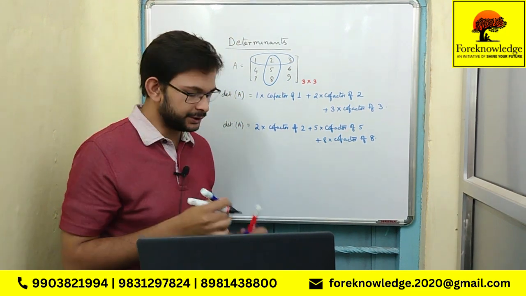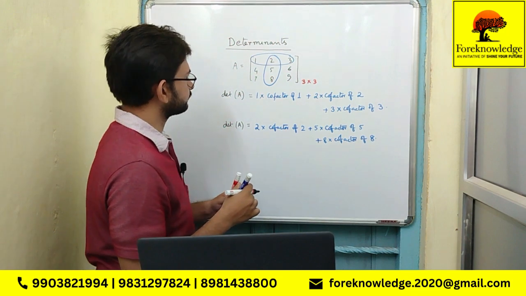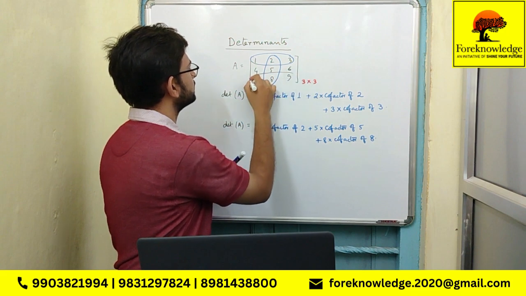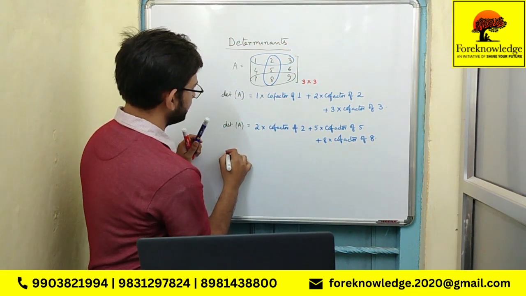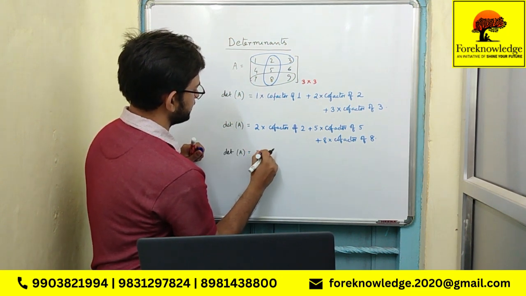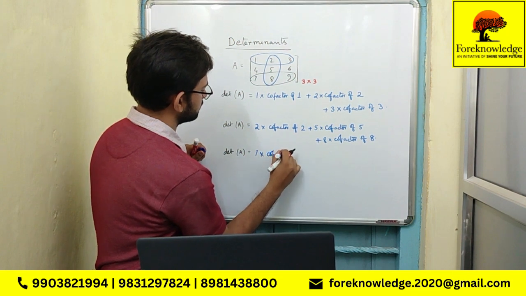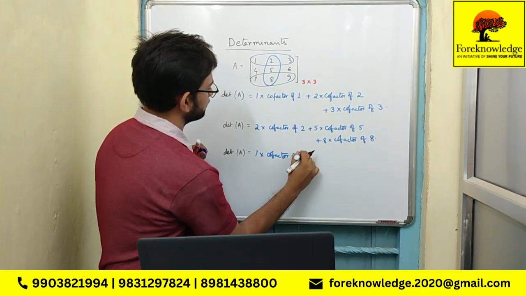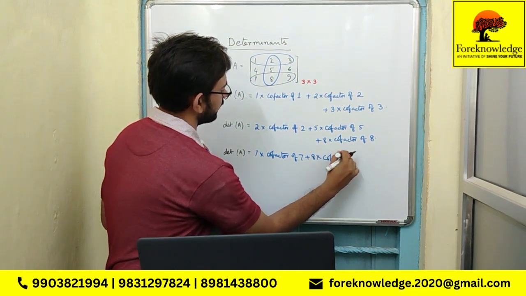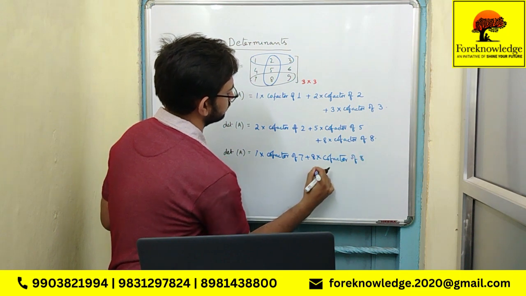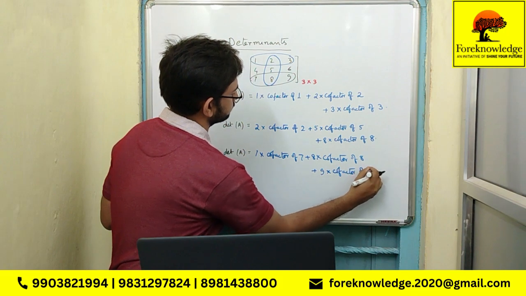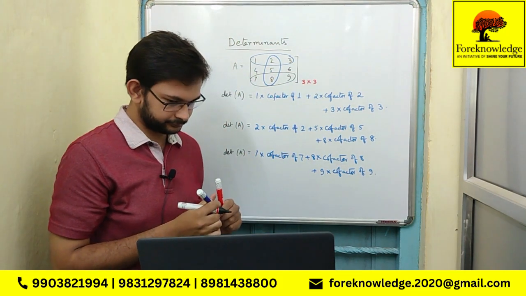And you can calculate the determinant. Suppose you are about to calculate the determinant along 7 8 9. So the determinant of A will be 7 into cofactor of 7, 8 into cofactor of 8, 9 into cofactor of 9.